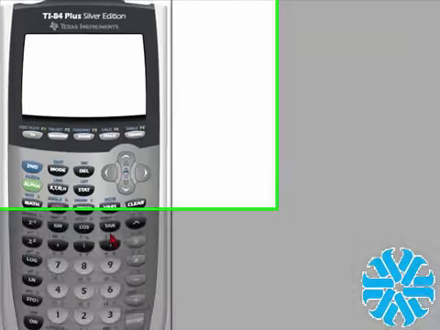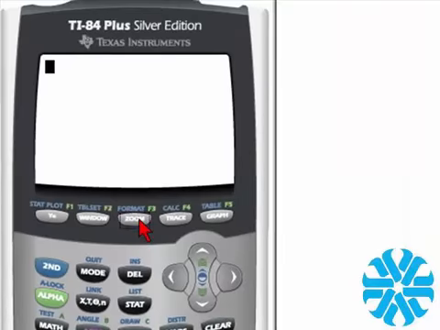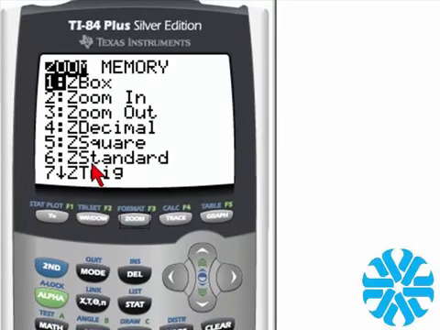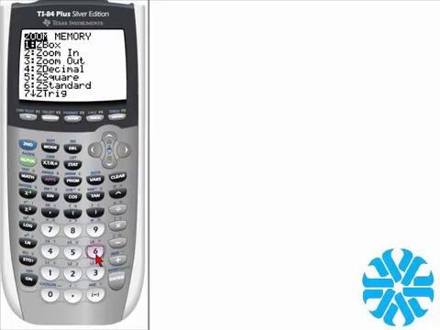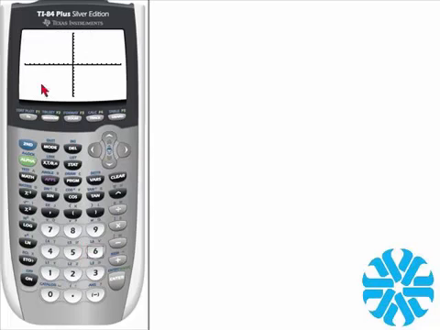So remember, what we need to do is go to the zoom button, and then we want Z standard. That means that all graphs that we view will be shown in the standard viewing window. So we hit number 6, and here's our standard viewing window. And remember that the x-axis goes from -10 to 10, and the y-axis goes from -10 to 10 as well.